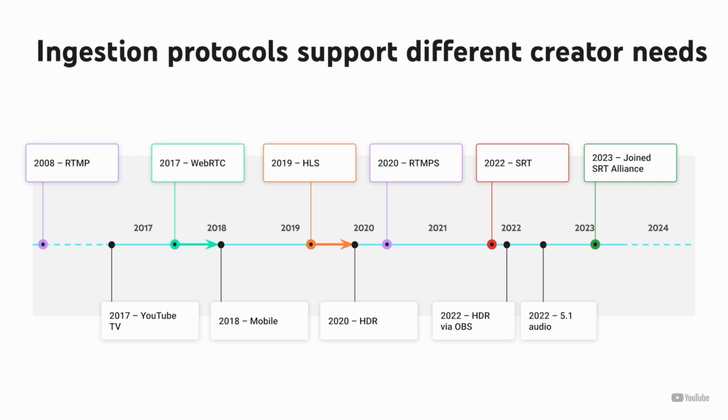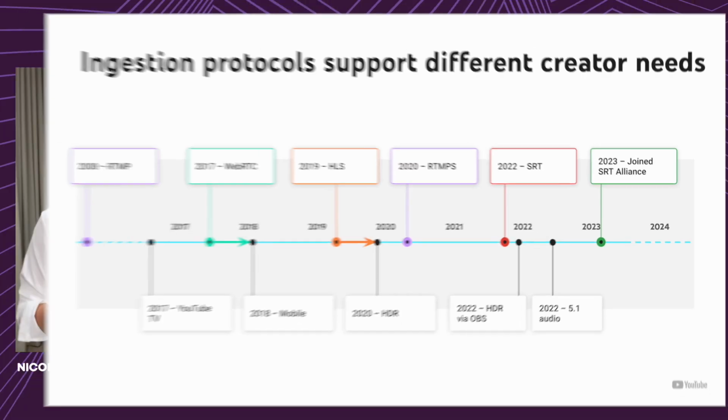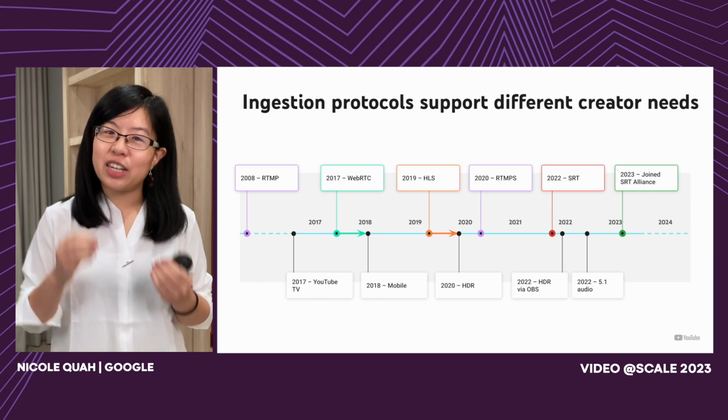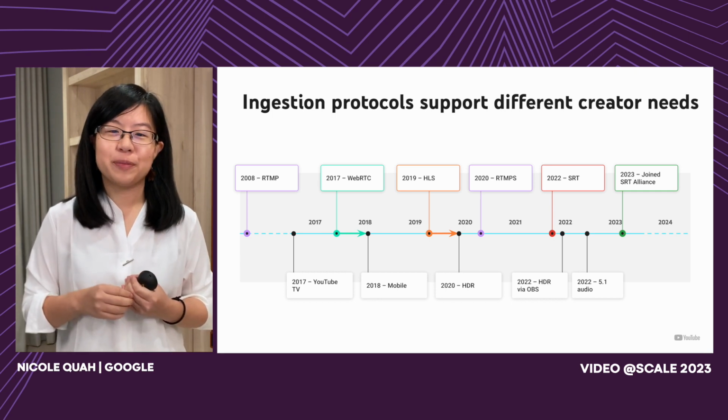We actually started off with RTMP as our first ingestion protocol. Later in 2017, we added WebRTC to support creators live streaming from their mobile phones. In 2019, we then added HLS support. This enabled us to be the first major platform to bring HDR live streaming to creators.